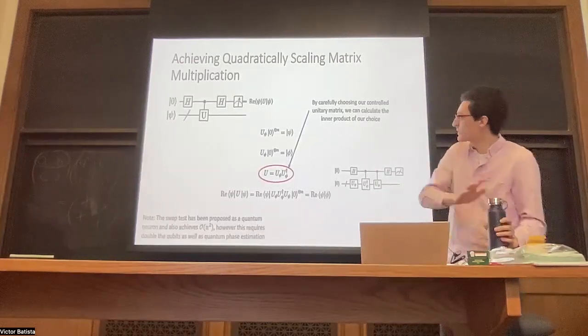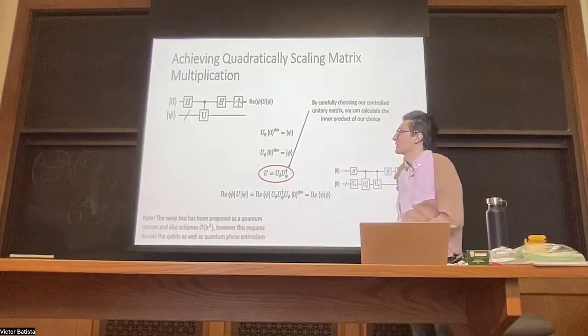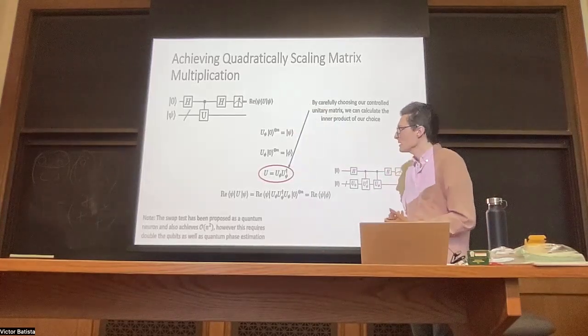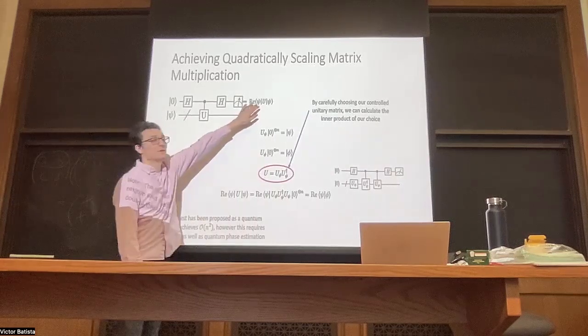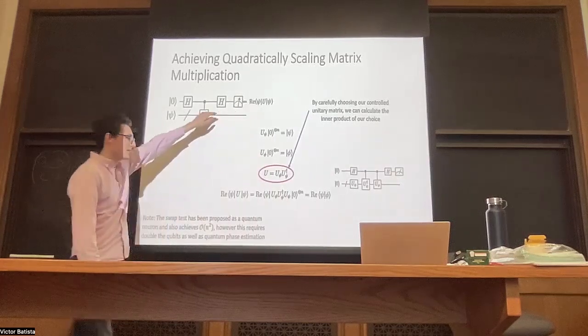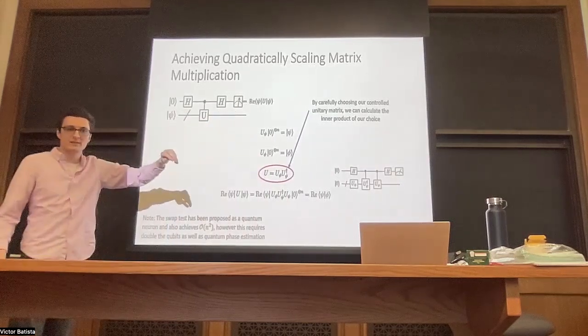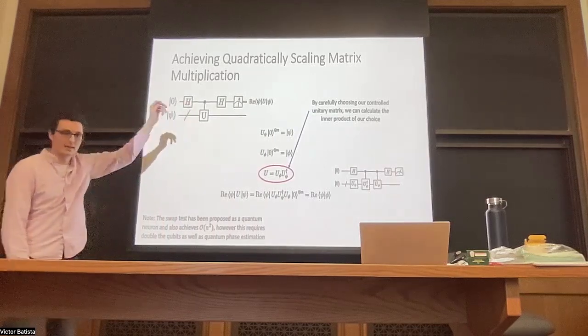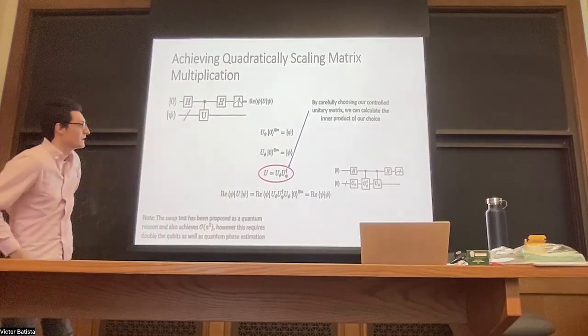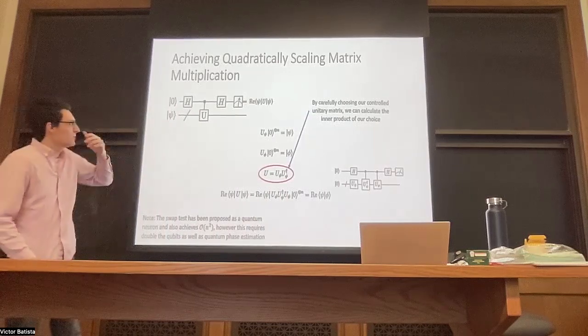So this is called the Hadamard test, and you guys have seen it before. This allows you to calculate the real part of this expectation value. You can also calculate the imaginary part very easily by putting an extra phase gate, an S adjoint gate, right there.